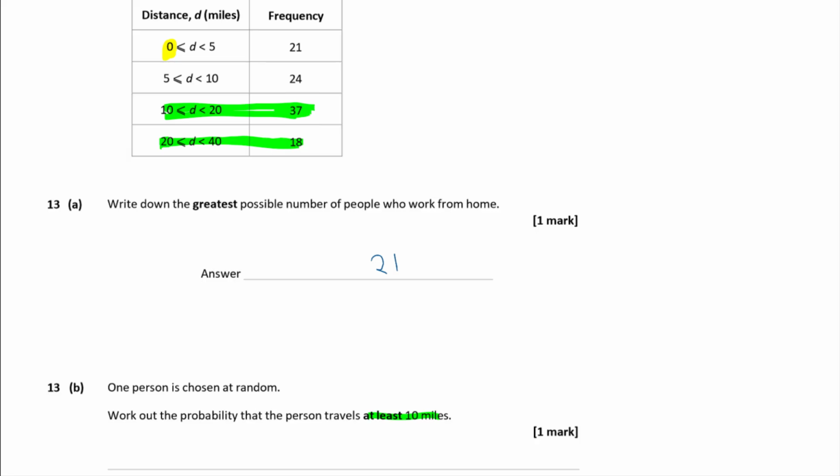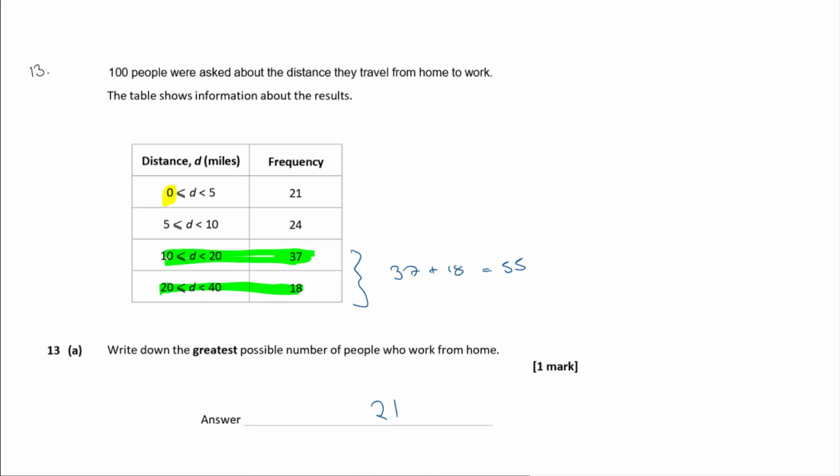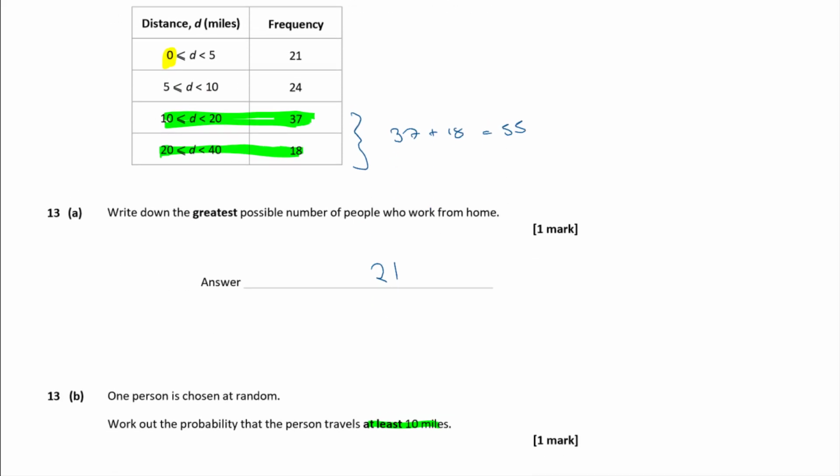So altogether, there are 37 plus 18. What's that? 47, 55 people who live at least 10 miles away, 10 miles or more away. Okay, and altogether, how many people are there? I think there were 100, weren't there? Yeah, there are 100 people altogether. So the probability that a person travels at least 10 miles is going to be the 55 people who live at least 10 miles away over the 100 people who took part in the survey.